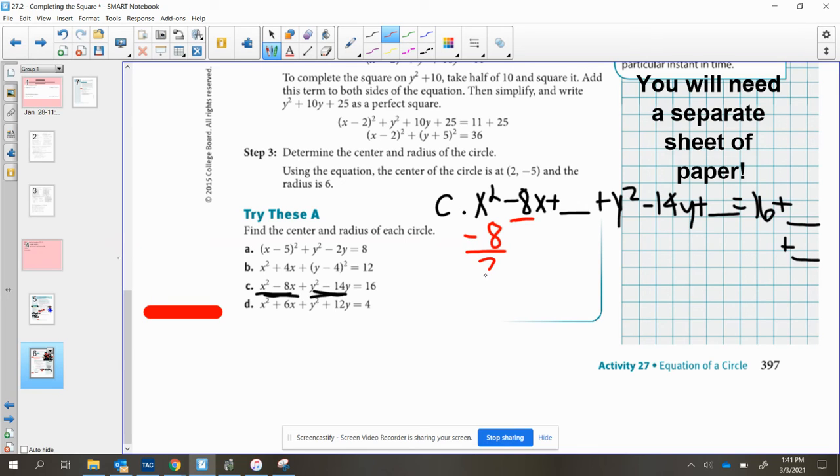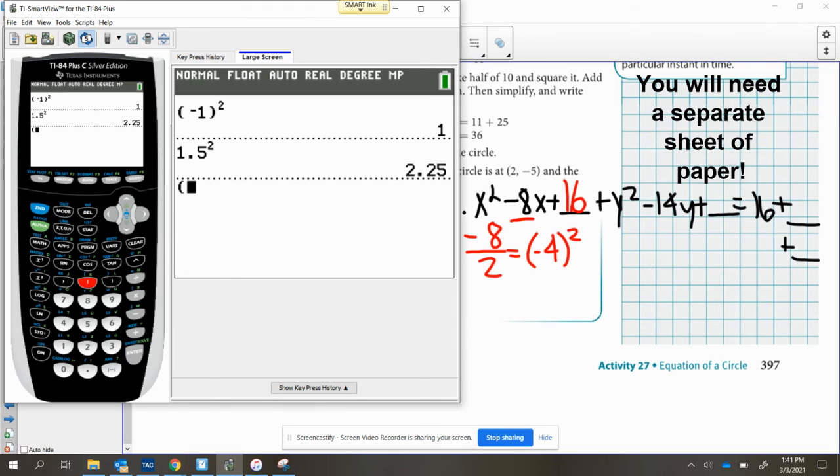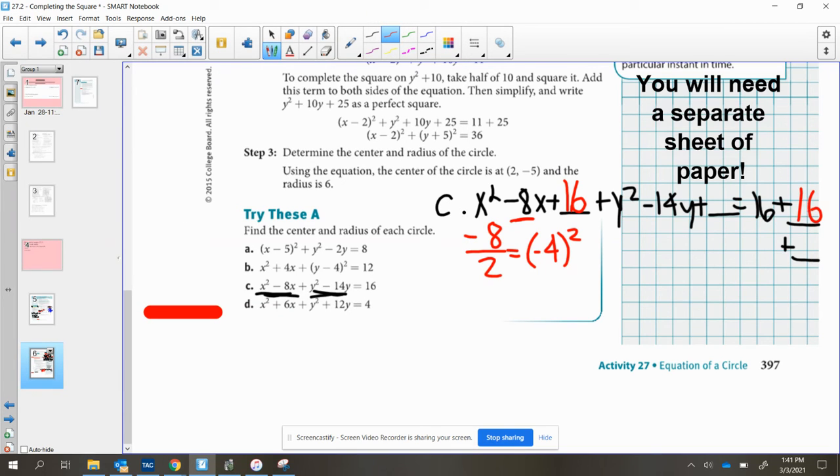So we're going to take that b term, divide it by 2, and then square that number. Negative 4 squared is 16. Again, please be careful. When you square a negative, it's always a positive. And we're going to add that to both sides. And then we're also going to do the same thing for negative 14. We're going to divide it by 2, and we're going to square it. So negative 7 squared is 49. And add that to both sides.